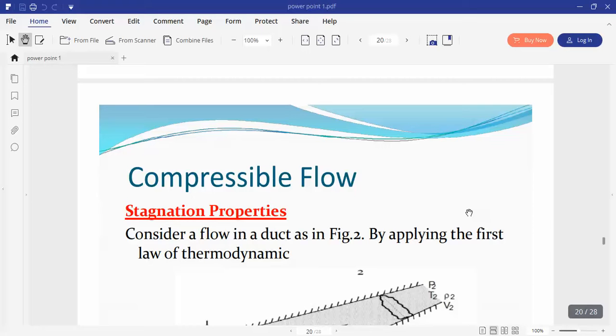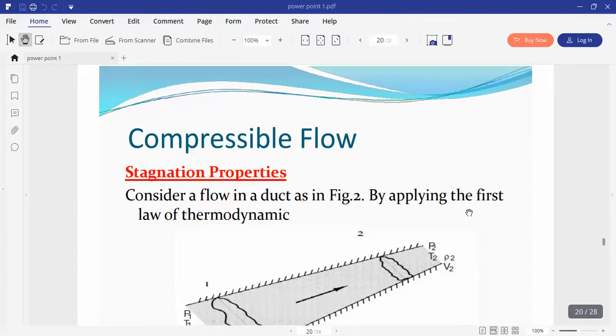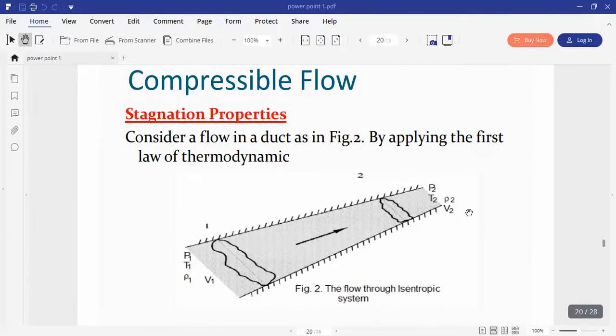Stagnation properties. The stagnation properties of the gas or the fluid flow in a duct are to be defined and determined. Consider a flow in the duct as shown in figure 2. At the beginning of the duct there is P1, T1, ρ1, and V1. At the other end there is P2, T2, ρ2, and V2.